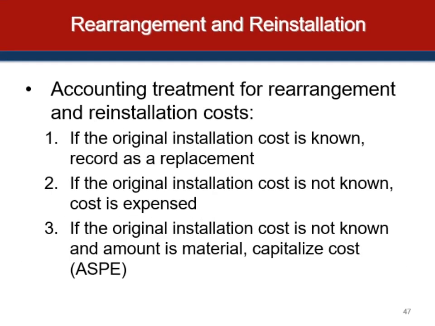Reinstallation and rearrangement costs could be handled as a replacement. However, if the original installation cost and accumulated depreciation to date on that asset cannot be determined, then the cost would be expensed in the current period. So if you don't actually have them separated out in a way that you can assess them and reverse those costs particularly, you would just expense the cost of reinstallation and rearrangement. If the amounts are material, then ASPE may allow you to capitalize the costs on the basis that the original assets have been significantly depreciated.